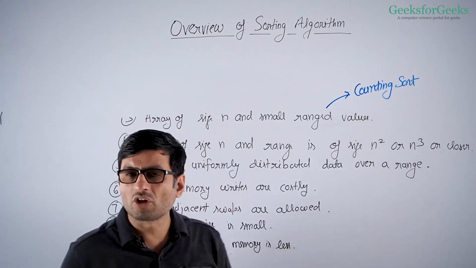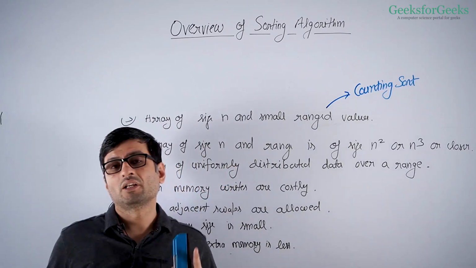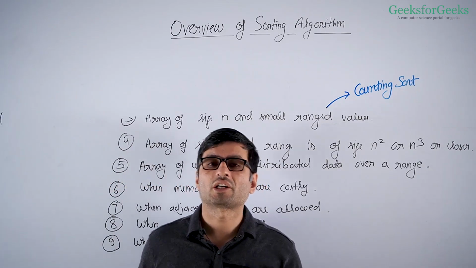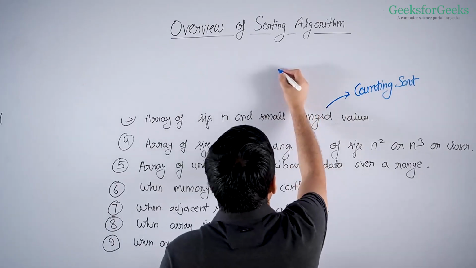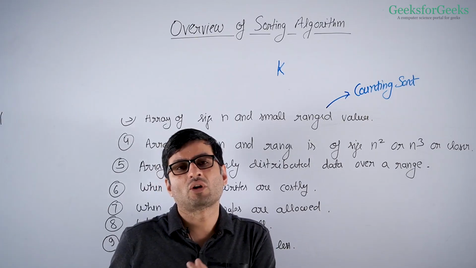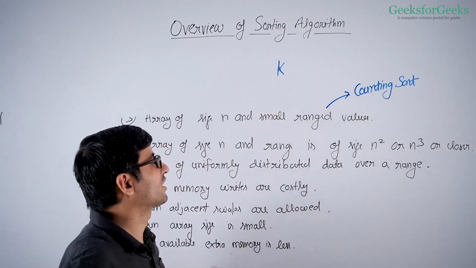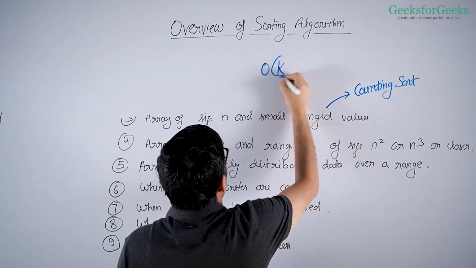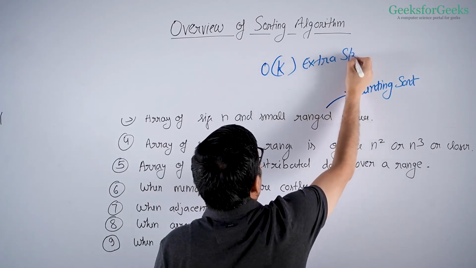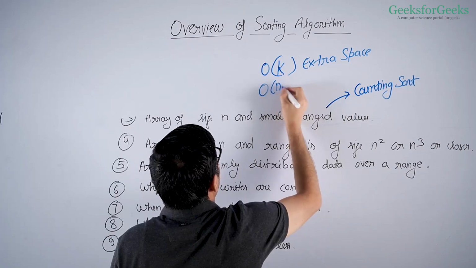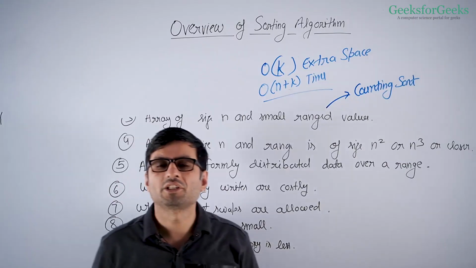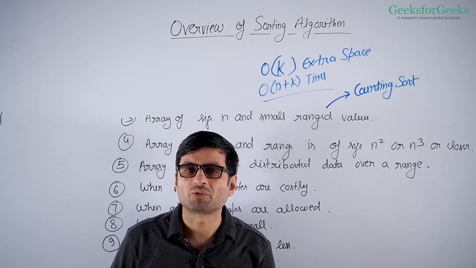Counting sort sorts an array of size n in big O of n time under the assumption that all the values are in a small range. So if your range of values has k values in total, for example, if the range is from 100 to 200, you have a total of 100 possible values, so k is 100. So counting sort takes big O of k extra space, and big O of n plus k time. This is the time complexity and extra space requirement of counting sort.